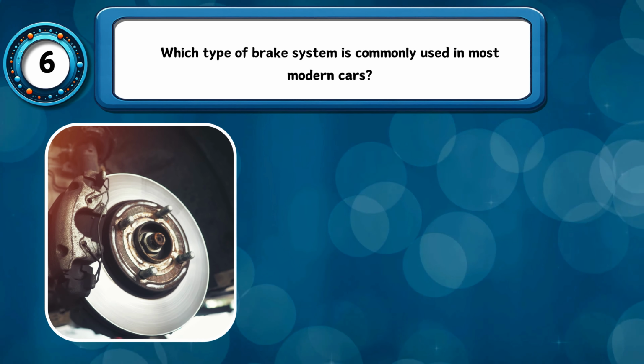Question 6. Which type of brake system is commonly used in most modern cars? A. Drum brake system. B. Hydraulic disc brake system. C. Cable brake system. Correct answer is B. Hydraulic disc brake system.